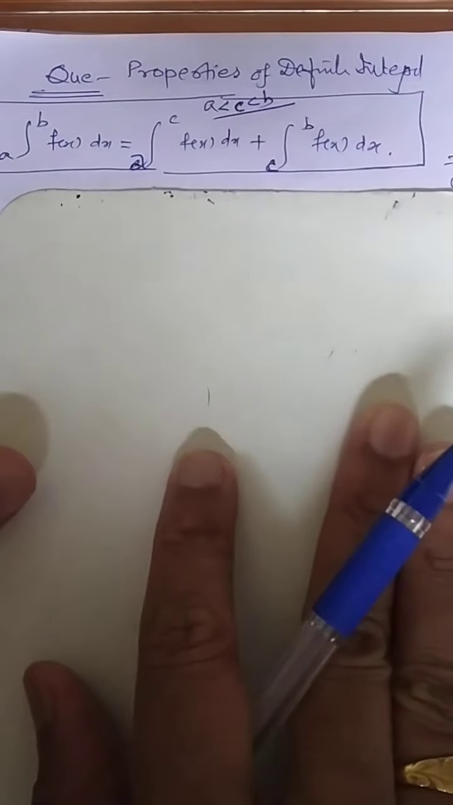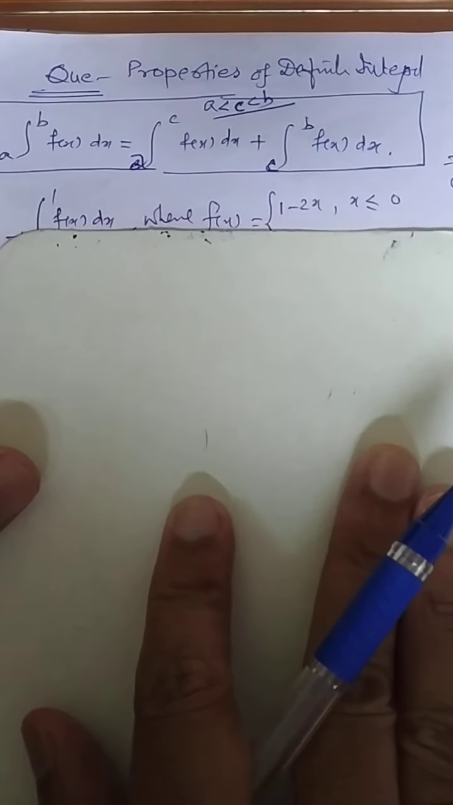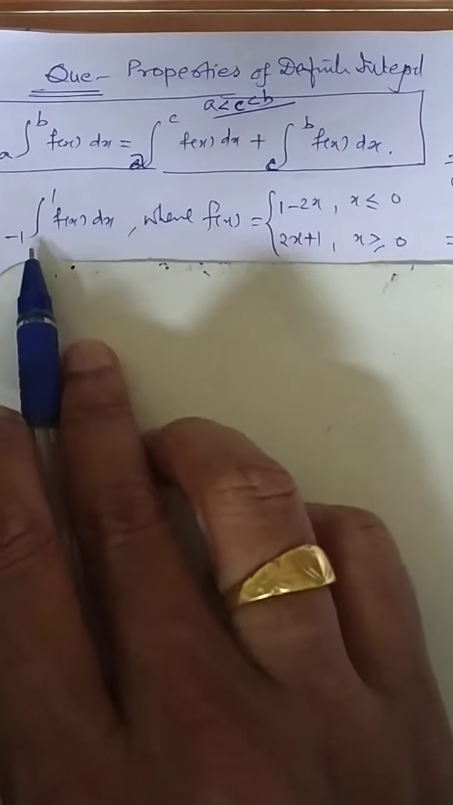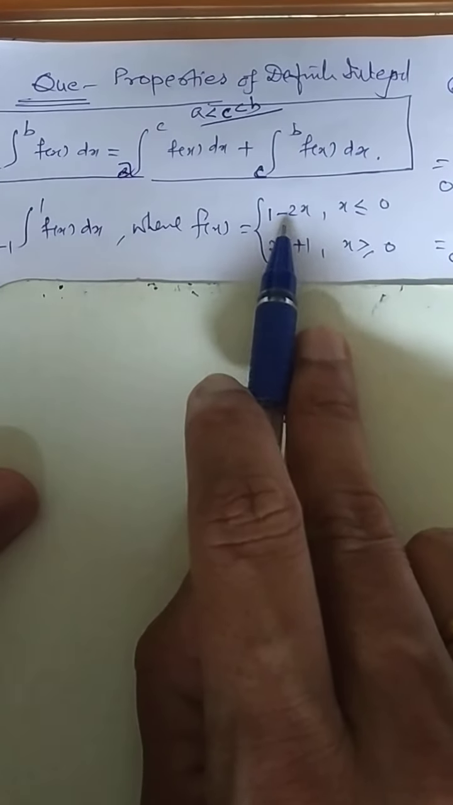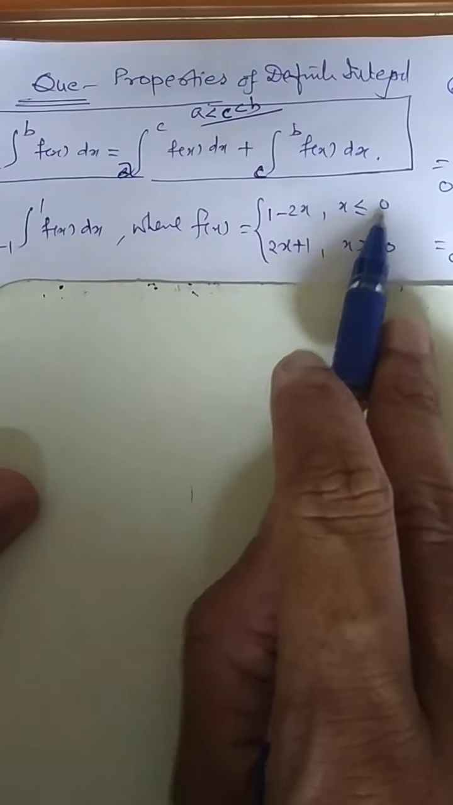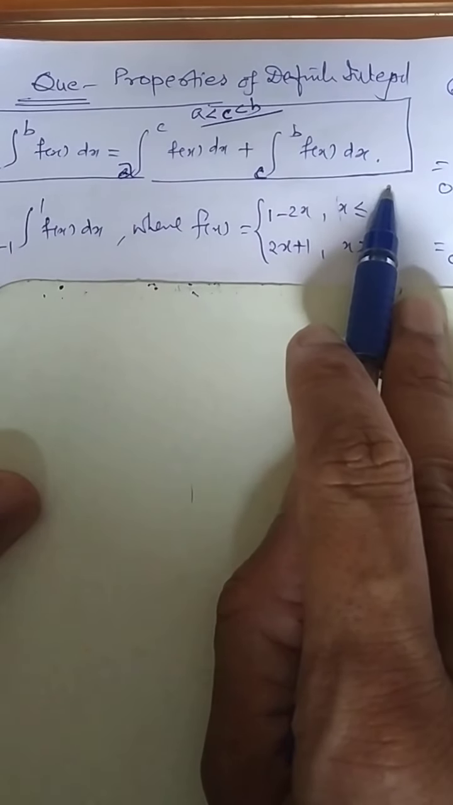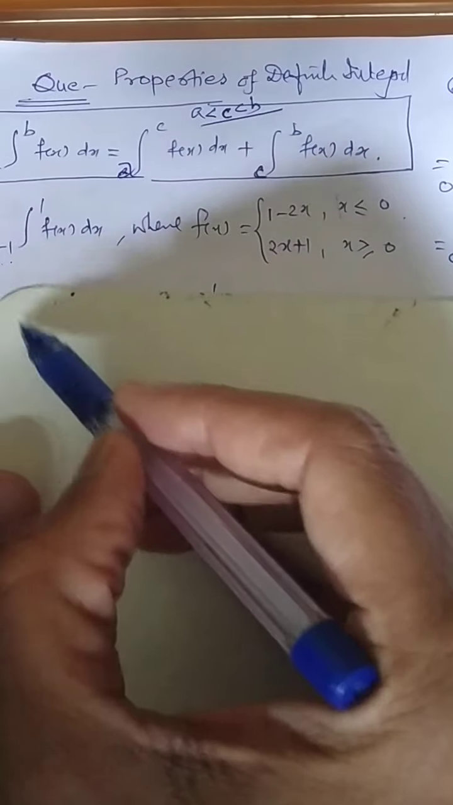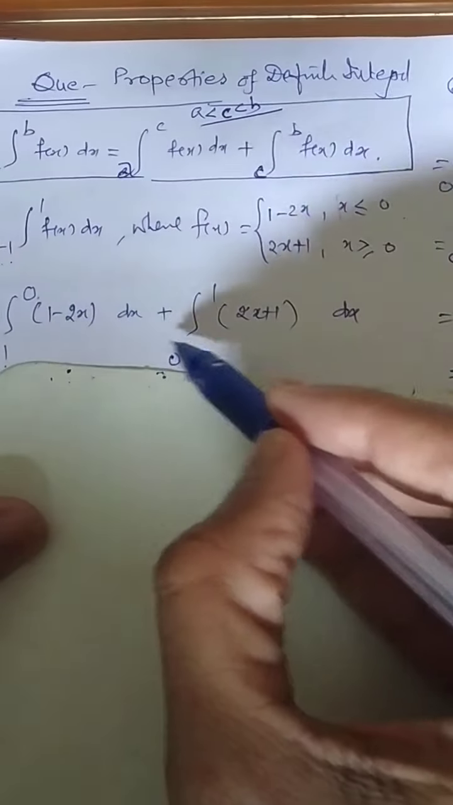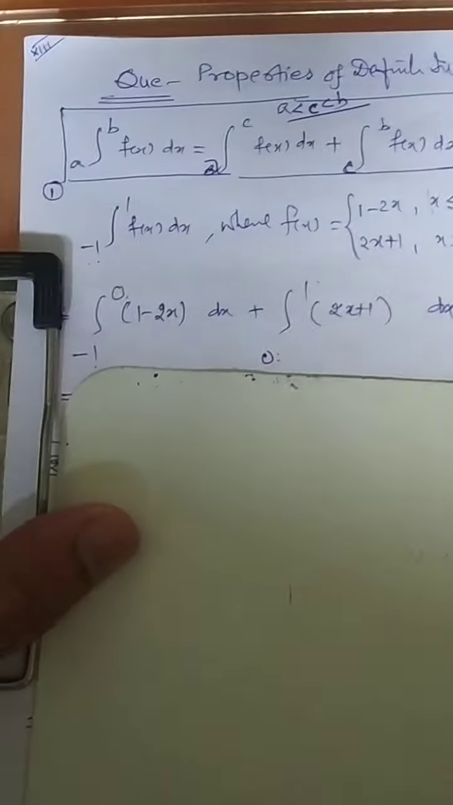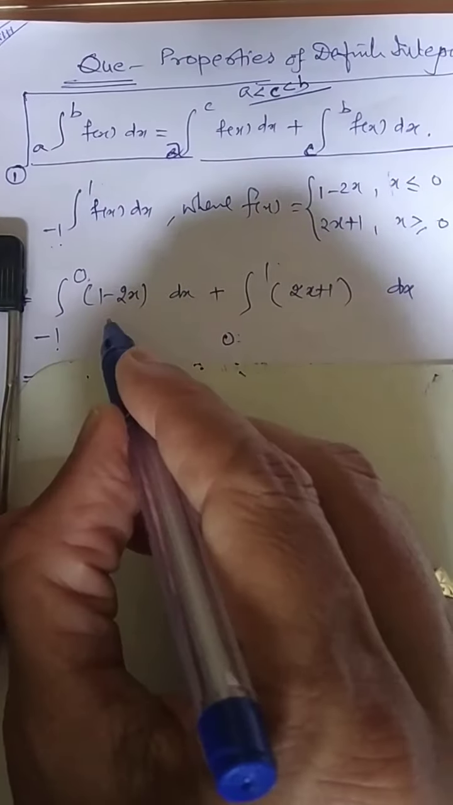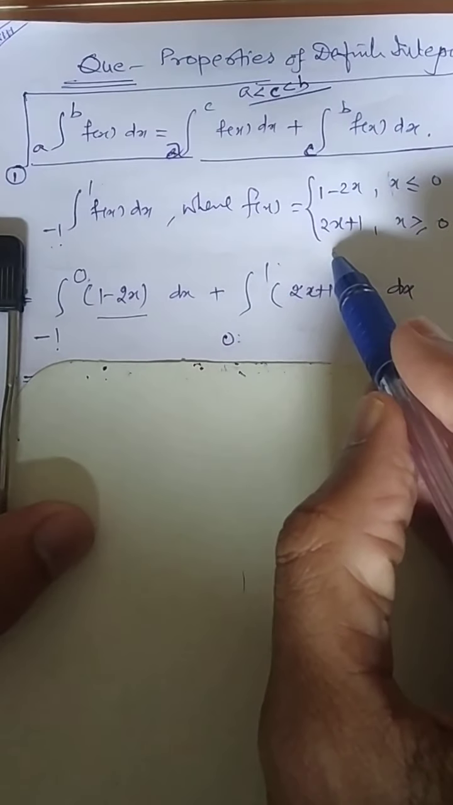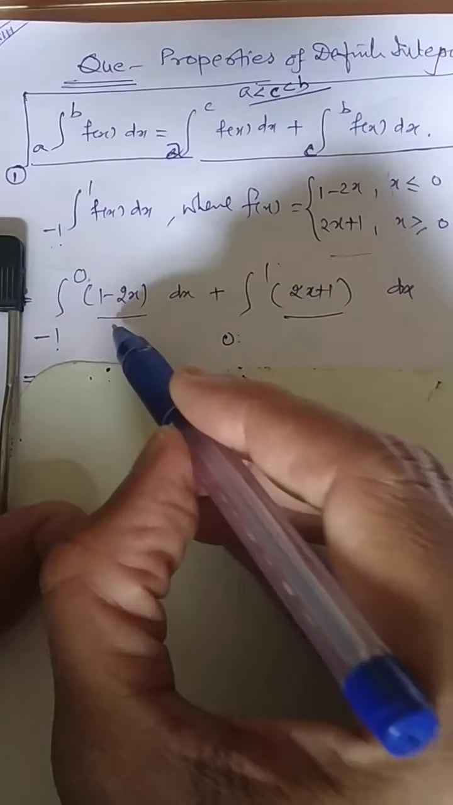Now I'm trying to explain how it is to be used, when it is to be used. Now look here. Question is integral from minus 1 to 1 of f of x dx, where f of x will be equal to 1 minus 2x when x is less than or equal to 0. Whenever this is a condition, that means function changes its nature at 0 and 0 lies in between this. So I should split minus 1 to 0 and 0 to 1. What is minus 1 to 0? It means less than 0. For less than 0 I am writing 1 minus 2x, and for more than 0 I am writing 2x plus 1. Now you know how to integrate this.